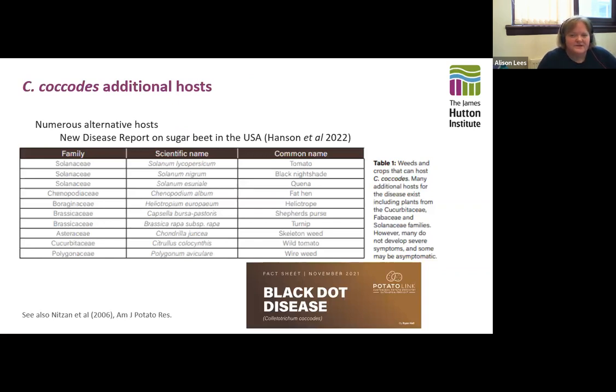So C. cacoides has numerous alternative hosts, some of which are listed here, and include solanaceous and non-solanaceous species. Work by Nitsan et al. also lists a range of rotational crops as hosts for cacoides. And I noticed recently that there's a new disease report for black dot on sugar beet in the US.